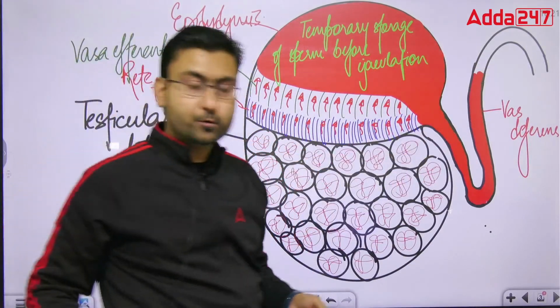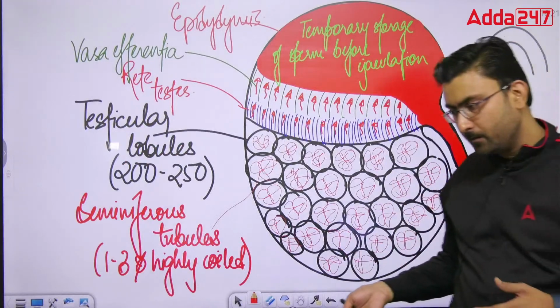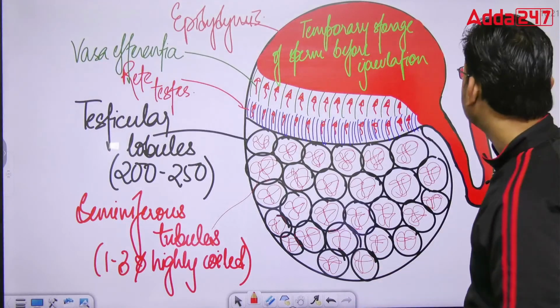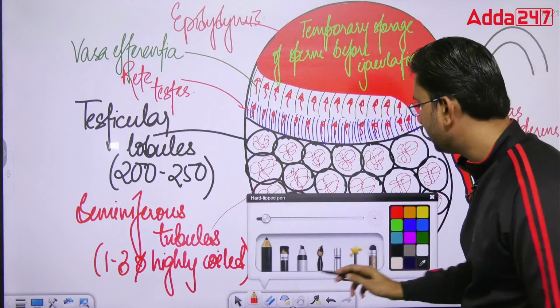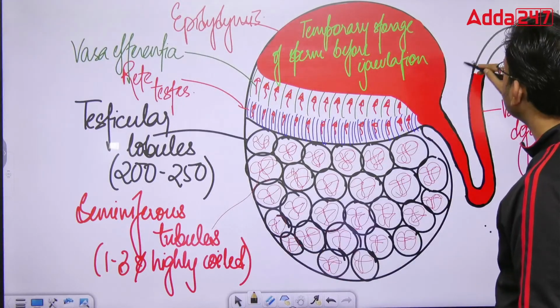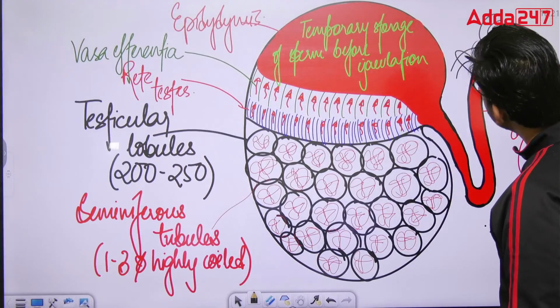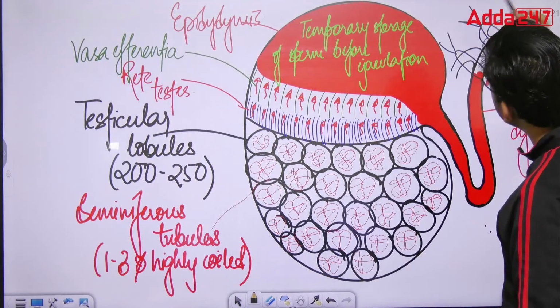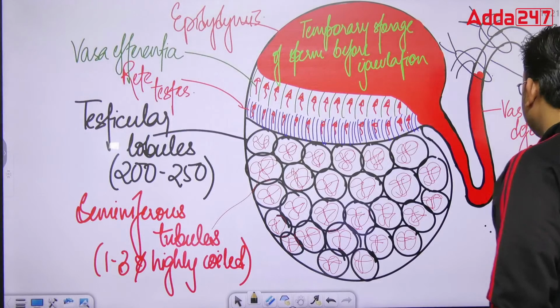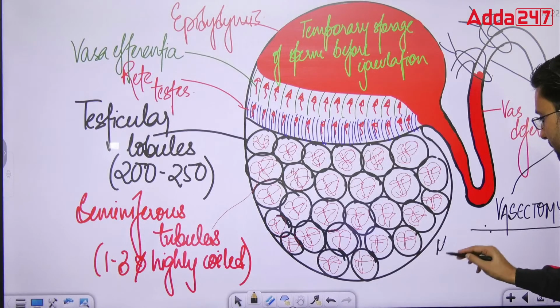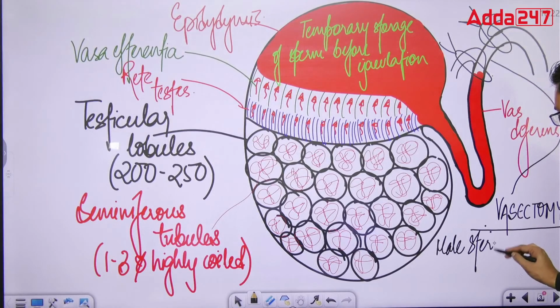So in males, when vasectomy, that is male sterilization, is discussed, how do we do that? We cut open this vas deferens sideways. This will be this way, this will be this way, and then we tie it. This is called vasectomy. So male sterilization is called vasectomy. This is called the male sterilization technique.